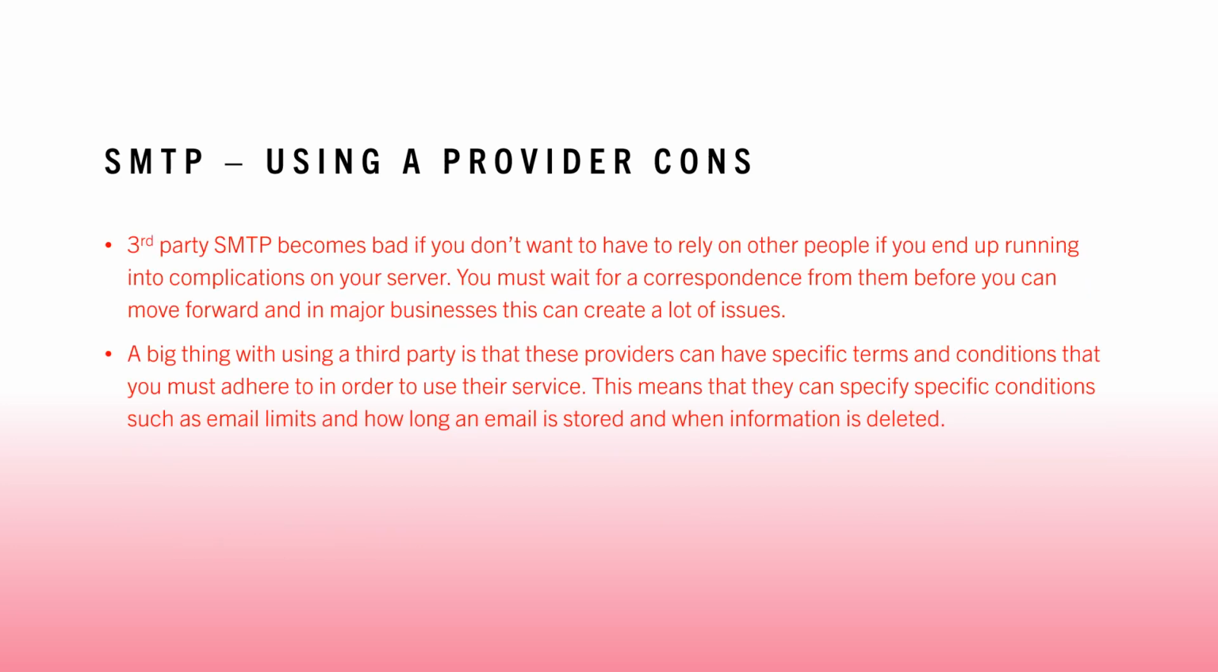The cons to third-party SMTP: if you don't want to rely on other people, you can end up running into complications on your server because you have to wait for correspondence from them before you can move forward. In major businesses, this can create a lot of issues. A big thing with using a third party is that these providers can have specific terms and conditions that you must adhere to in order to use their service. This means that they can specify conditions such as email limits, how long an email is stored, and when information is deleted.